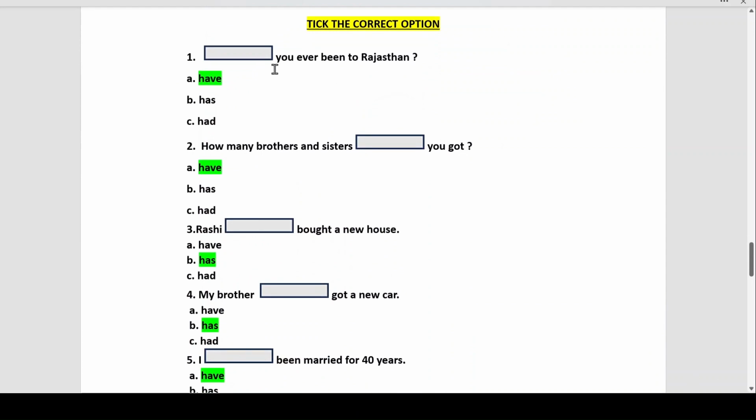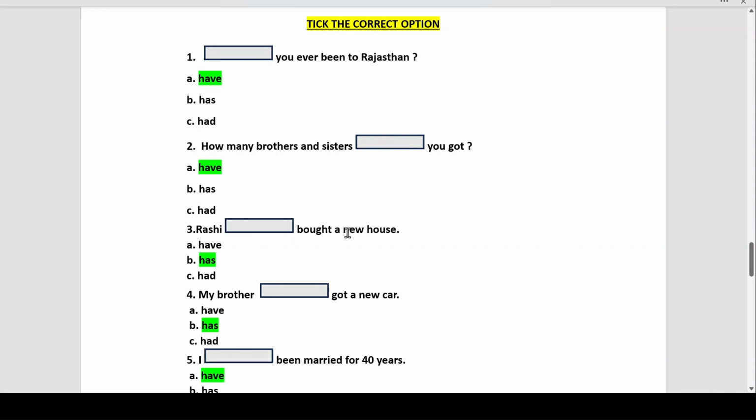Now, what will it be? It is a question. Has you ever been to Rajasthan? Have you ever been to Rajasthan? Or had you ever been to Rajasthan? Now, this is not a sentence in the past because it is questioning. क्या तुम कभी राजस्थान गए हो? Have you ever been to Rajasthan? Because we use have with your subject you. Okay. Next, how many brothers and sisters dash you got? How many brothers and sisters is your subject. It is a plural subject, therefore we will write have.